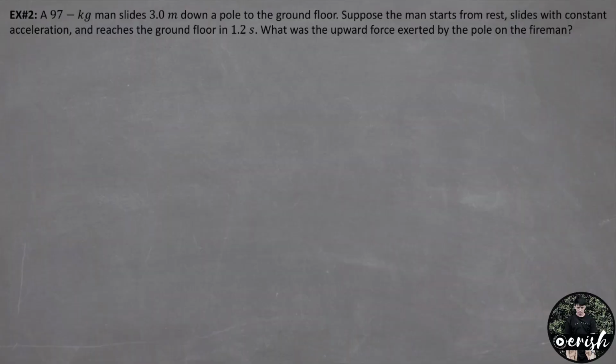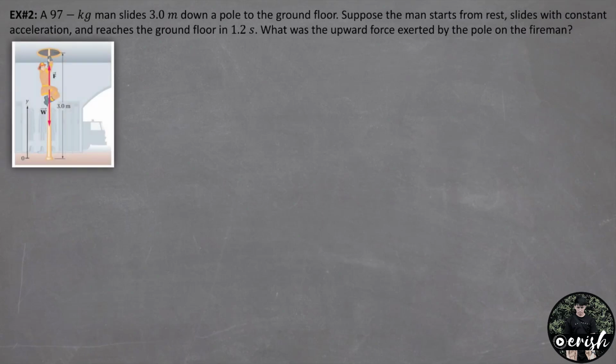Example number 2. A 97 kilogram man slides 3 meters down a pole to the ground floor. Suppose the man starts from rest. It slides with constant acceleration and reaches the ground floor in 1.2 seconds. What was the upward force exerted by the pole on the man?